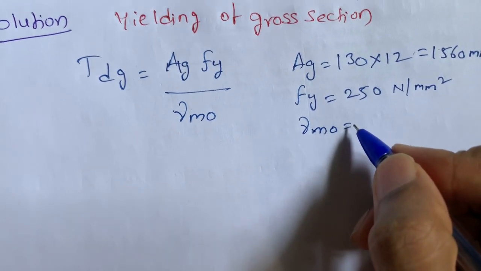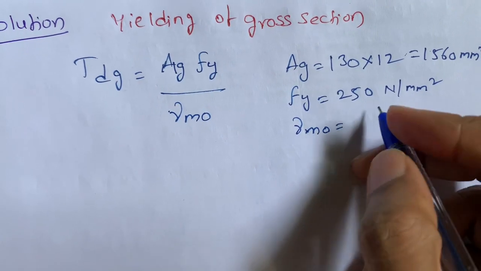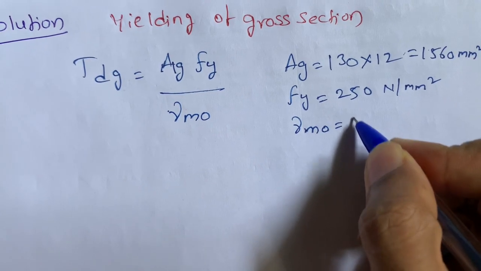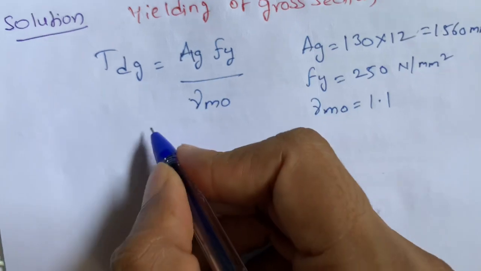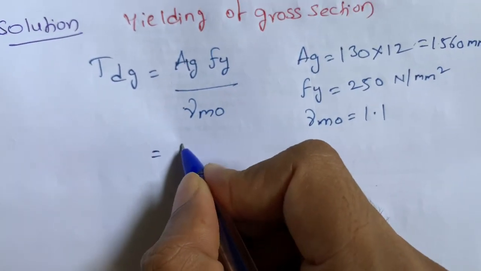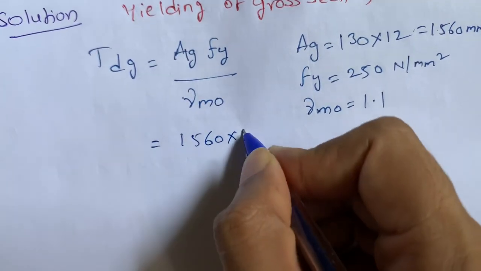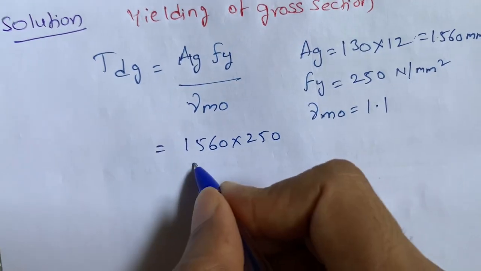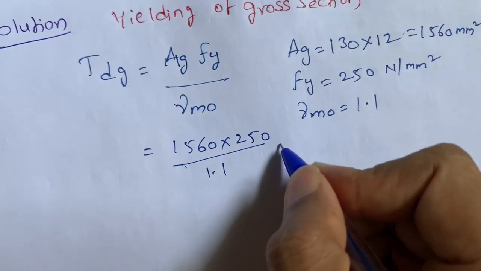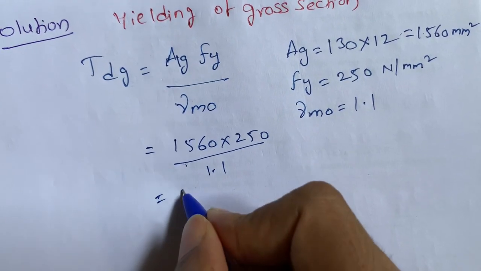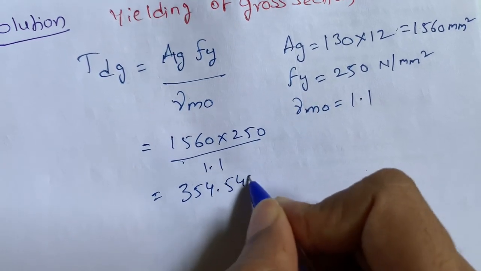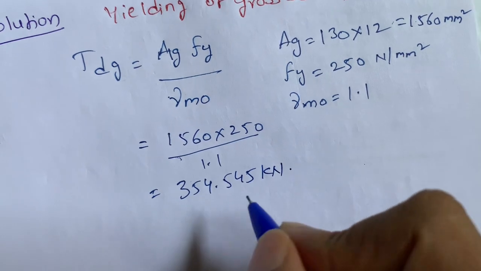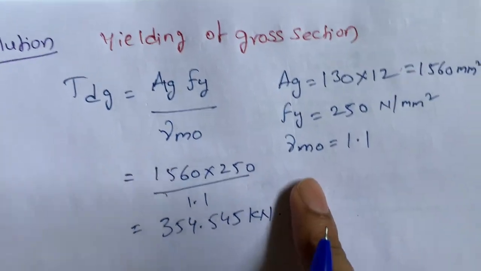It is available on page number 30, table number 5 in IS 800:2000, that is 1.1. So now I am going to substitute all these values in the equation, that is 250 divided by 1.1. So that is equal to 354 point, already I calculated, kilonewtons.